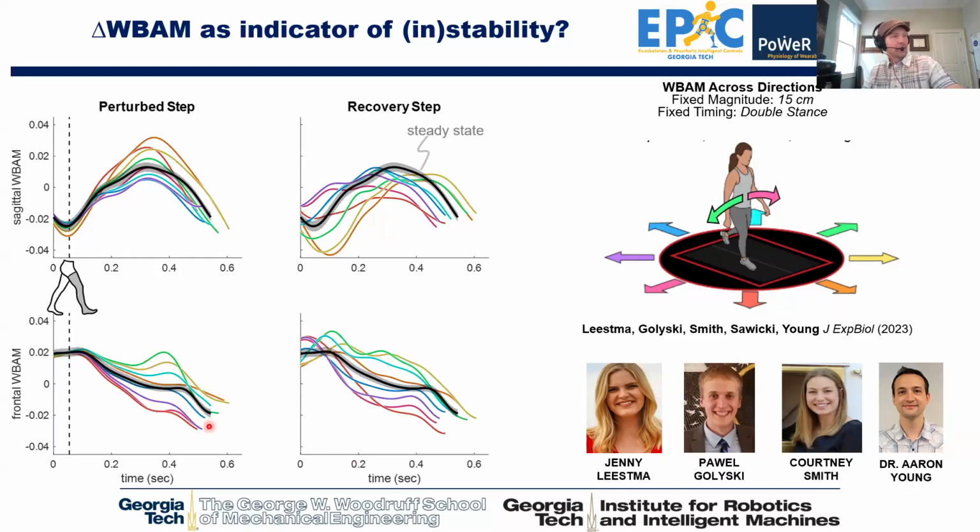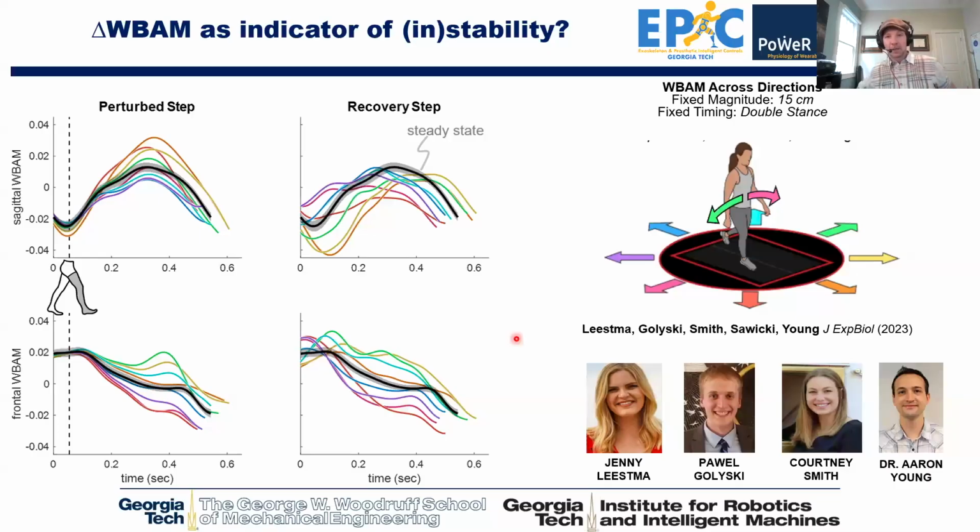This is what it looks like in the frontal plane. Again, really nice variation in what we can do to the frontal plane angular momentum, how we can perturb it, both on the perturb step and on the recovery step. So then the question is, okay, what do you do with these data? What do they tell you about balance or not?